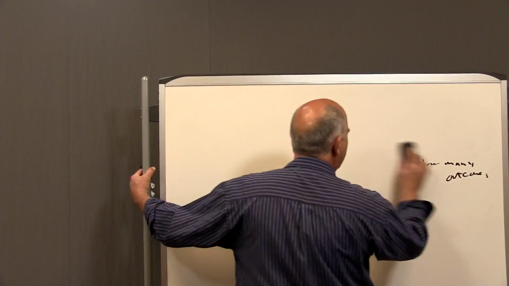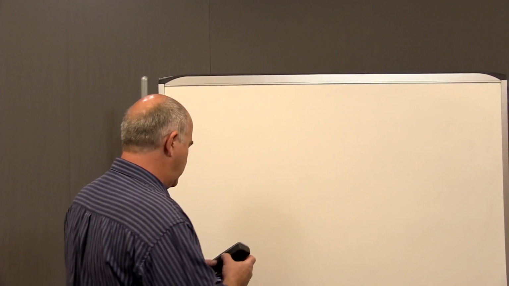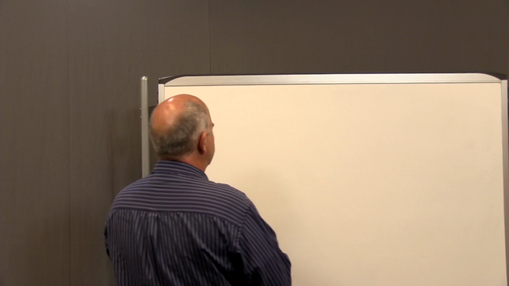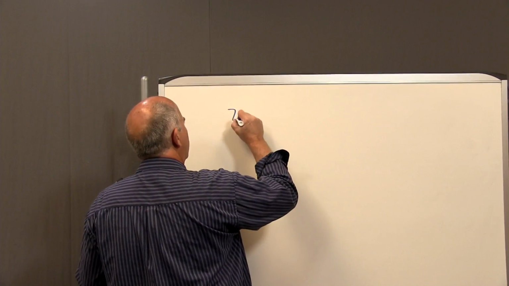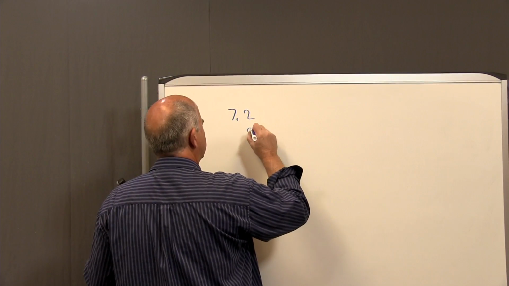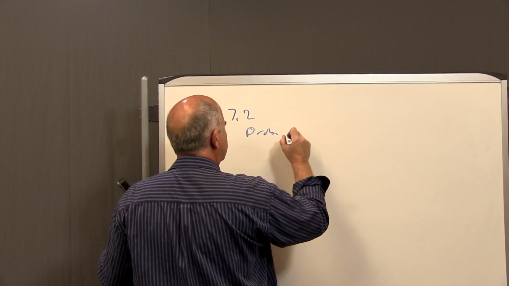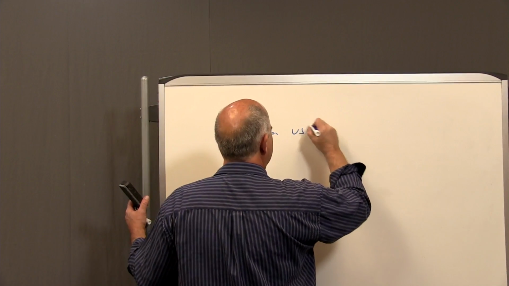I think we also, in 7.2, we did probabilities using tables. Last thing from 7.2, lesson 2, probabilities using tables.